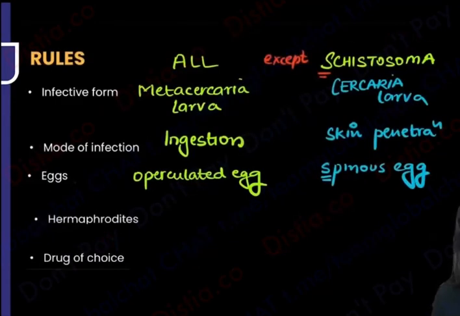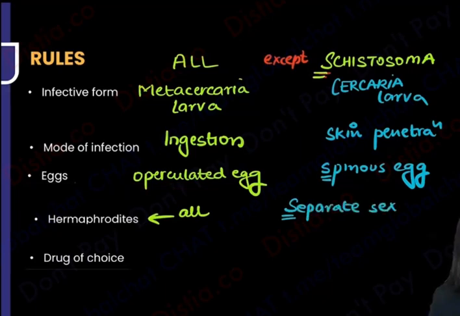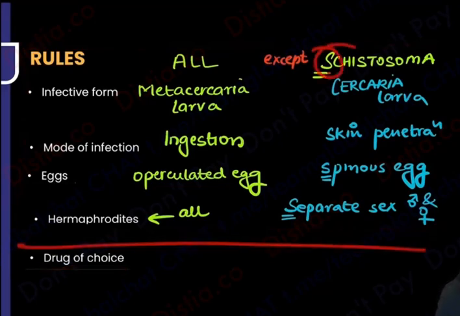So coming back, all of them have operculated eggs, but Schistosoma says I want a spinous egg. All of them are hermaphrodites, but Schistosoma needs an S, so it says separate sexes. There is going to be a separate male worm and a female worm present. So I hope till now it is clear. The drug of choice I'll come to right at the end, because here there is no exception for Schistosoma. So till now, remember, Schistosoma says I need the cercaria larva as the infective form via skin penetration. My eggs are spinous and there will be separate sexes.